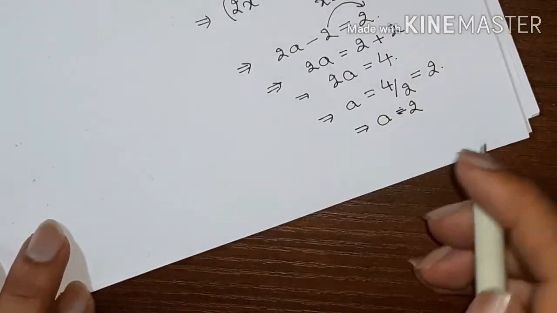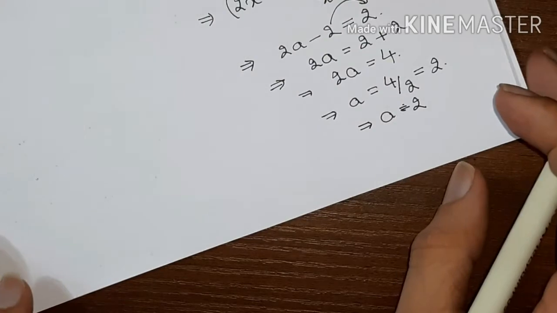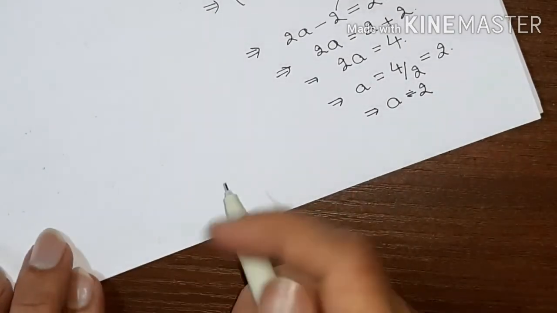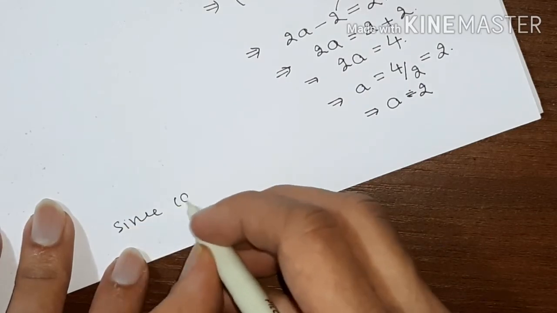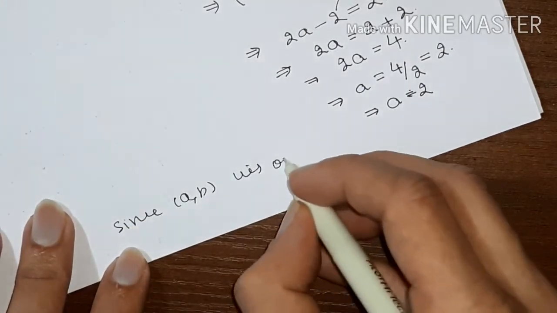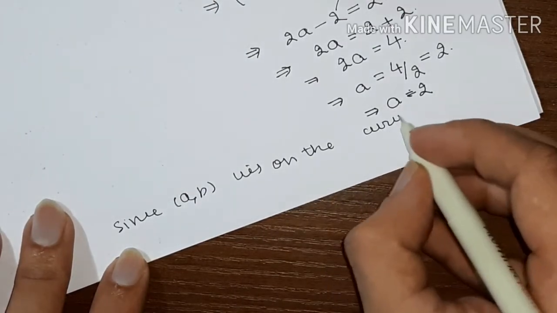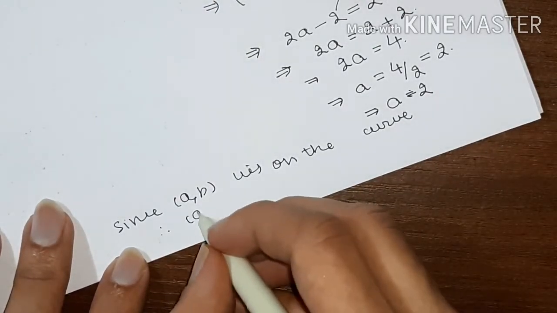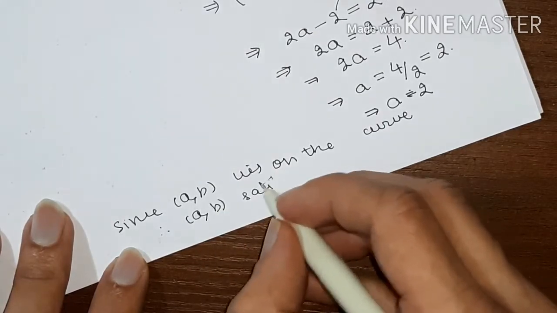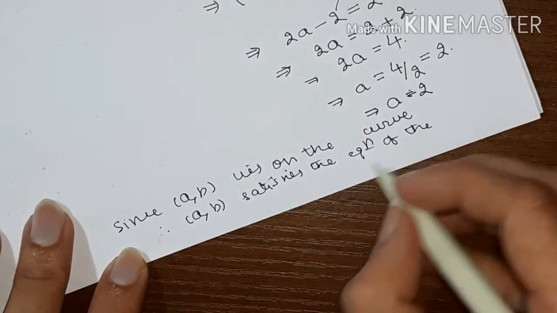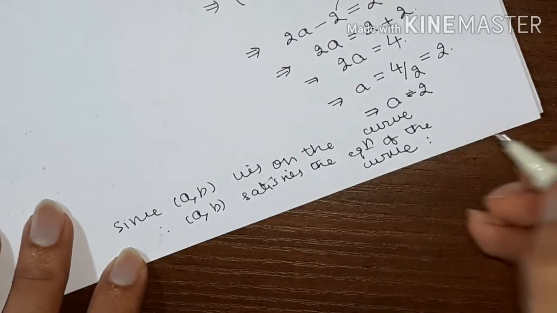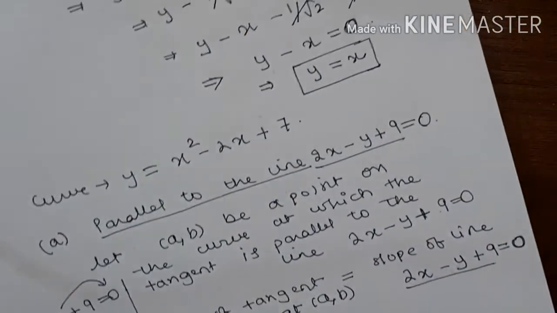So now after finding a, what we have to do? We have to find the y coordinate, that is b. Now how to find? Since a comma b lies on the curve, therefore a comma b satisfies the equation of the curve. So what will you get?